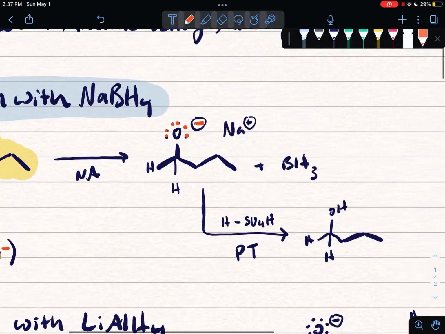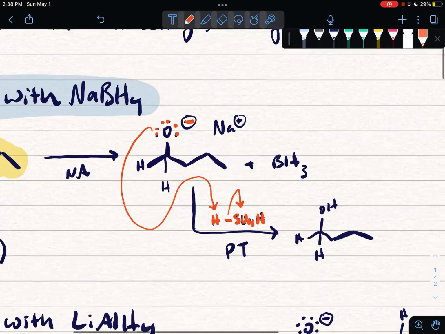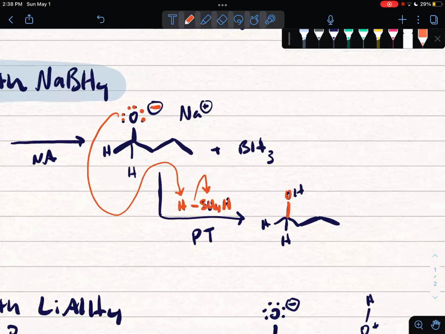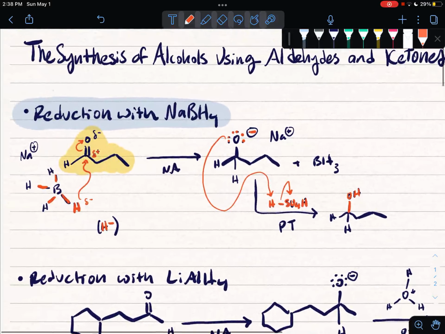Because we want to form an alcohol, we need to do a proton transfer, and we can use water or a strong acid for this. In this case, we're using sodium hydroxide. I'm going to use the hydrogen from sodium hydroxide. So these electrons on the oxygen will grab the hydrogen, and the electrons from the bond between the hydrogen and the oxygen will go back. So that gives us our alcohol group. Yeah, so that's using NaBH4.